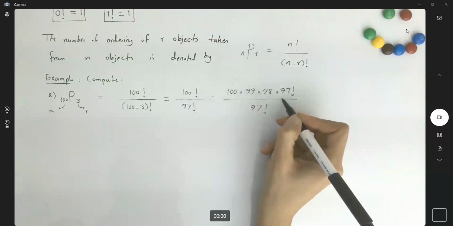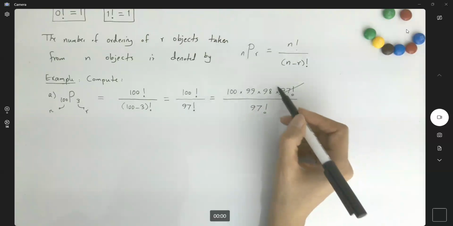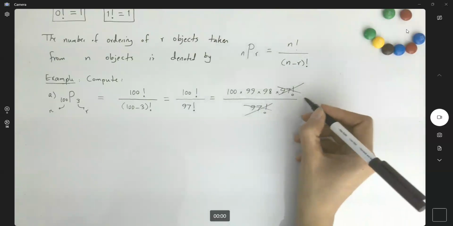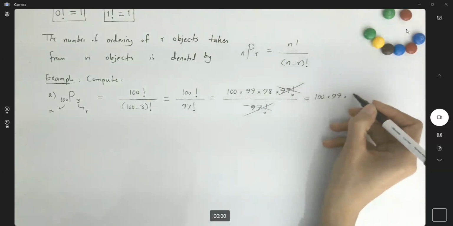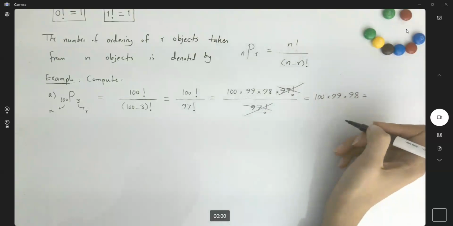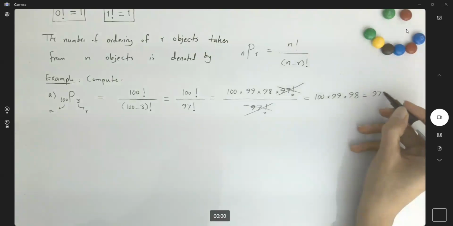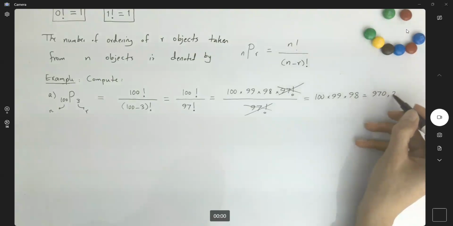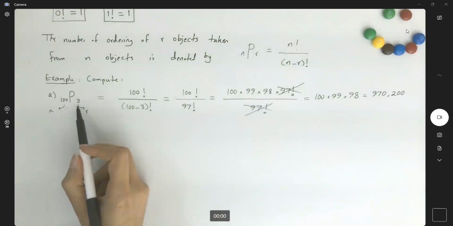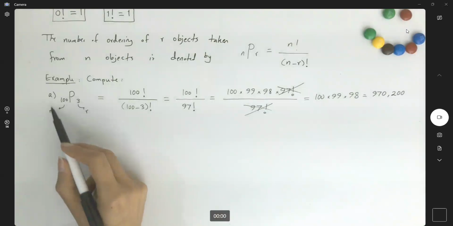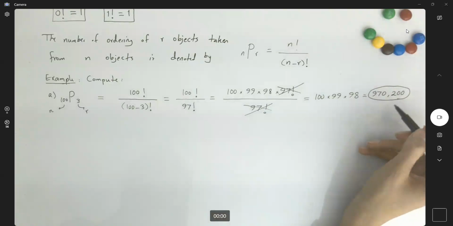Why did I stop at 97? Because I already have 97 factorial in the denominator. I can easily cancel out these 2 numbers. What's left? Just the multiplication of these 3 numbers: 100 times 99 times 98, which is equal to, so let's do the computation. That's a huge number: 970,200. So the number of ways that you can select 3 objects out of 100 objects and write them in order is this huge number.